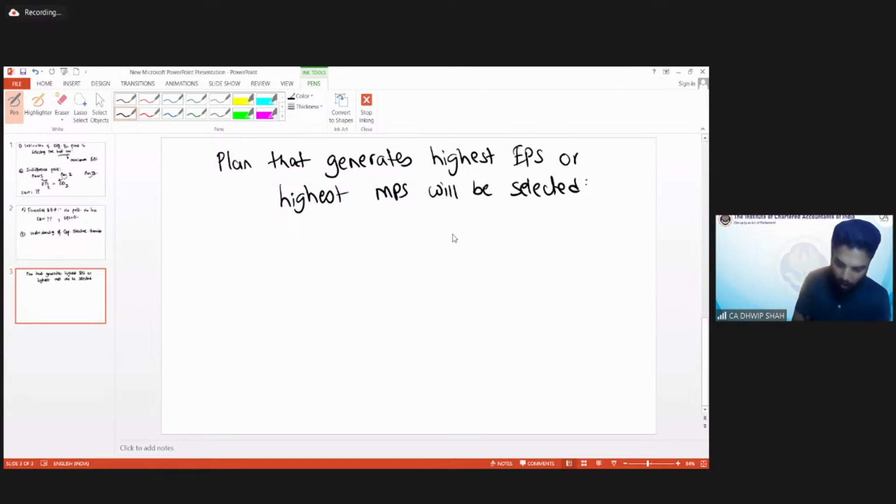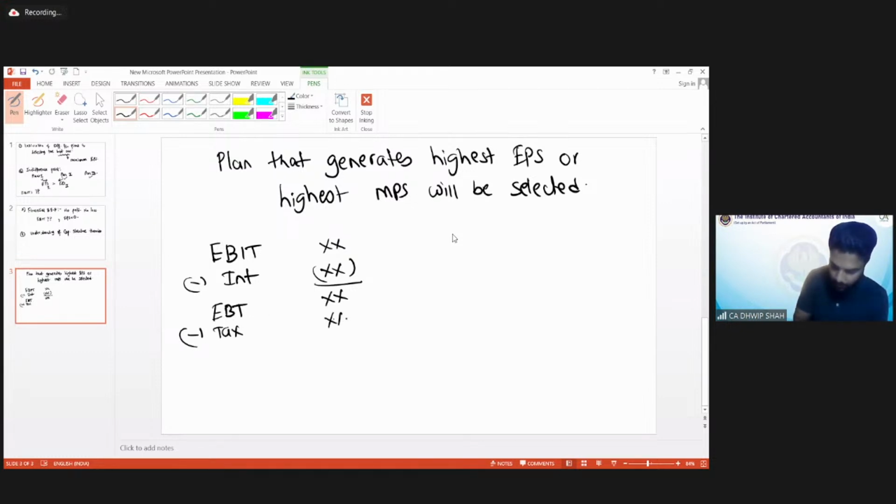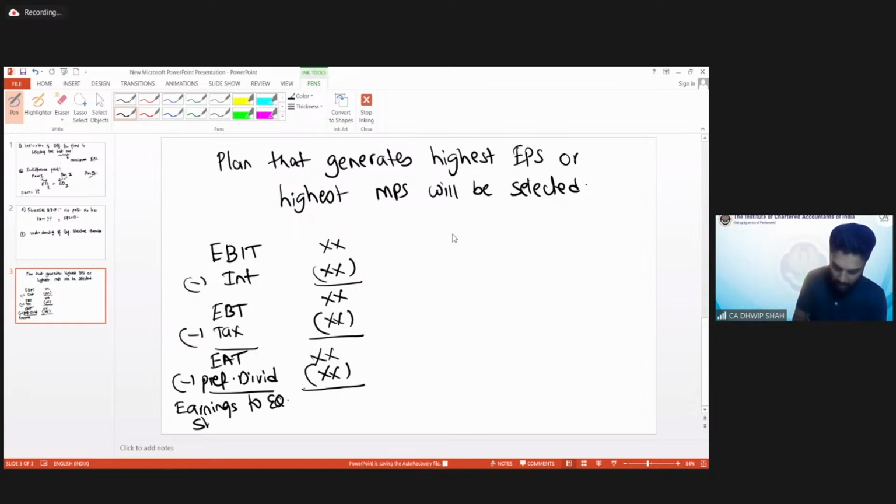Correct? The format is something like this. Quickly, let's revise that. EBIT. उसमें से हम interest, we will subtract interest. The resultant figure would be called EBT. We will subtract tax from it. This gives me profit after tax or earnings after tax, PAT or EAT, anything. We will subtract the preference dividend that we pay to the preference shareholders. And the resultant earnings is called earnings to equity shareholders. Yes or no? Correct?